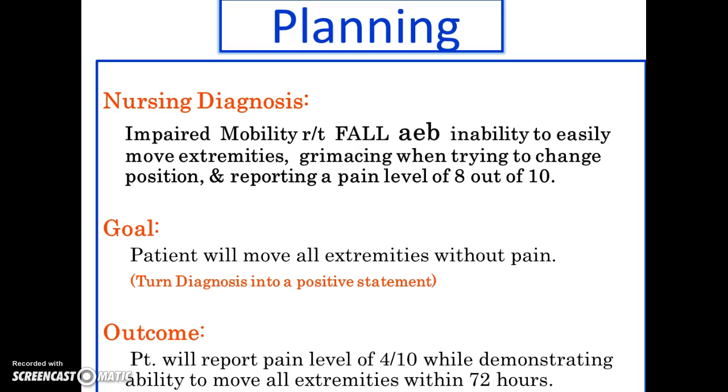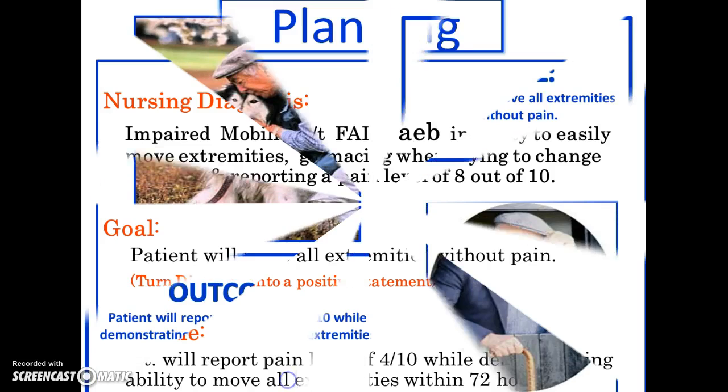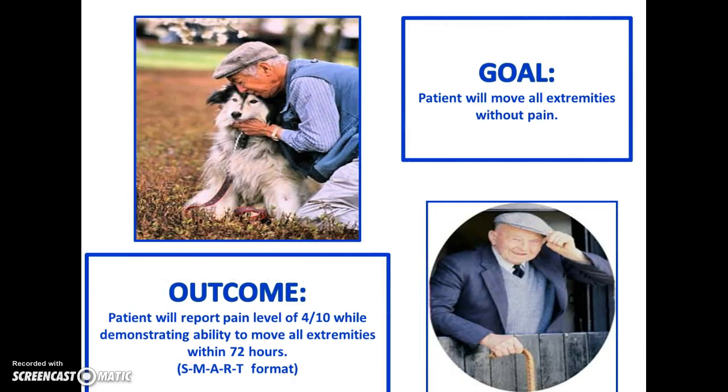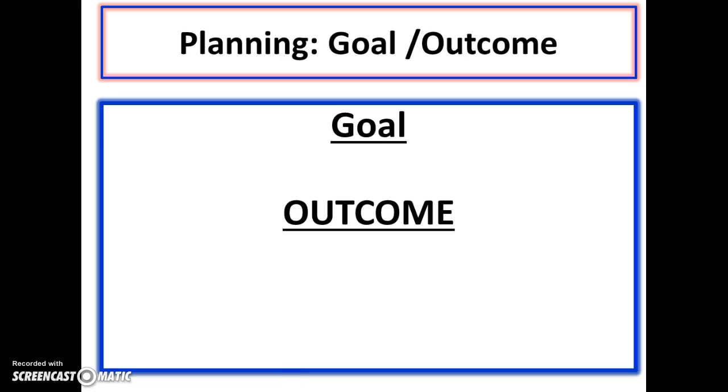So a lot of students will say, how do you get the 4 out of 10? Well, that is actually in discussion and assessment with the patient to find out what is their pain goal. So that would be the outcome. Again, there's our goal. Patient will move all extremities without pain. And then our patient will report a pain level of 4 out of 10 while demonstrating ability to move all extremities within 72 hours. This is very important, our planning stage with the goals and the outcomes.